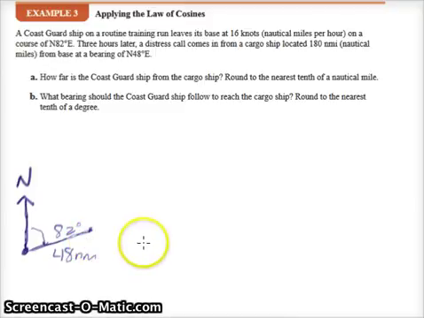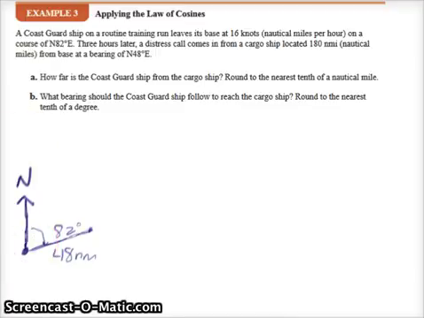Okay, 3 hours later, a distress call comes in from a cargo ship located 180 nautical miles from the base at a bearing of north 48 degrees east. North 48 degrees. Probably 3 times as long as this. You could think about it that way, a little bit more.